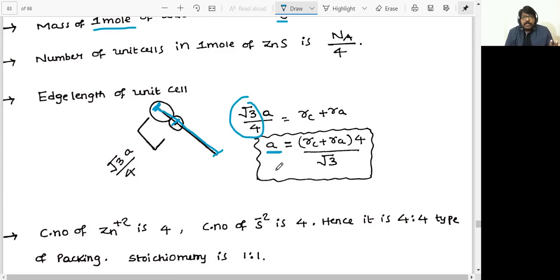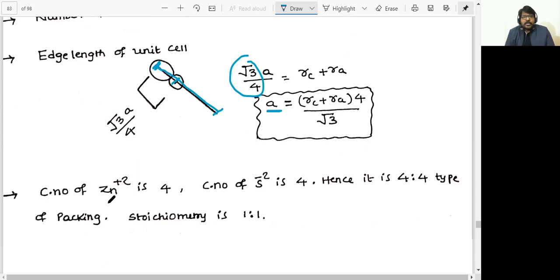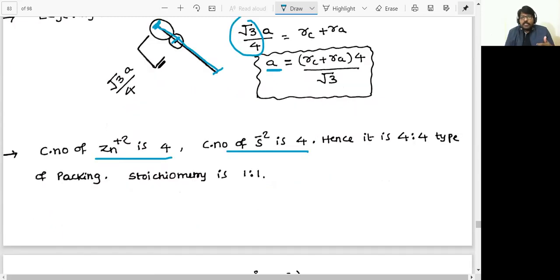But this is not to be learned by heart. You have to develop all these things spontaneously. And coordination number of Zn+2 is 4. Coordination number of sulfide ion is 4. And this is 1:1 type of packing. But I'll talk about this coordination number with the help of the diagram. And this is what we call edge length.